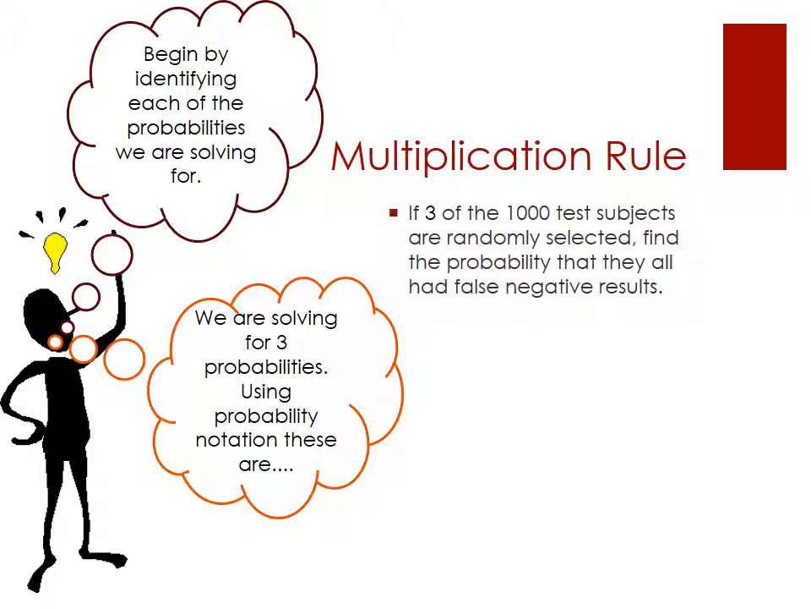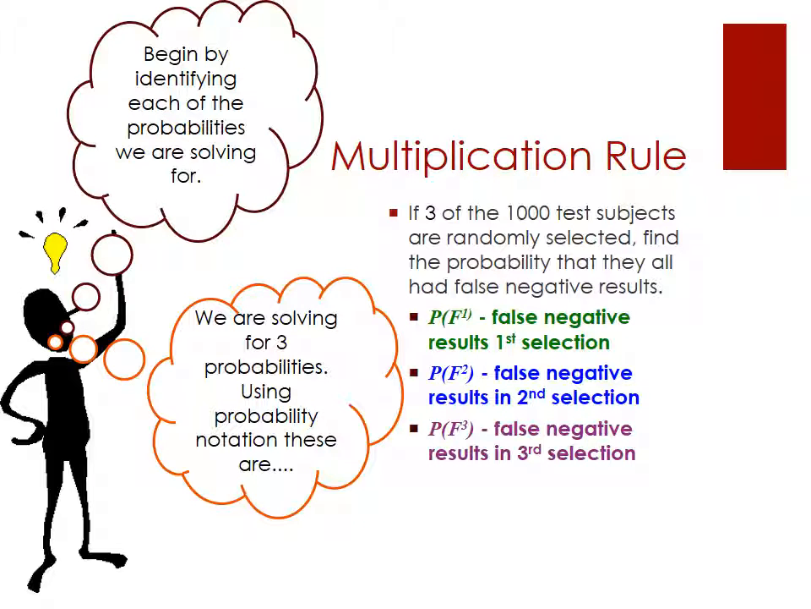Using the probability notation, these are going to be P of F1, false negative result for the first selection. And notice I've used F here to represent false negative. You could use anything you wanted to, but you do need to designate for yourself what your F is representing. So then we have P of F2, which is the false negative result in the second selection, and P of F3, the false negative result in the third selection. So these are the 3 probabilities that we're looking at. So before you get going, again, adding numbers in and starting to do your formulas, the first step is identifying what you're solving for and getting your notation correct.